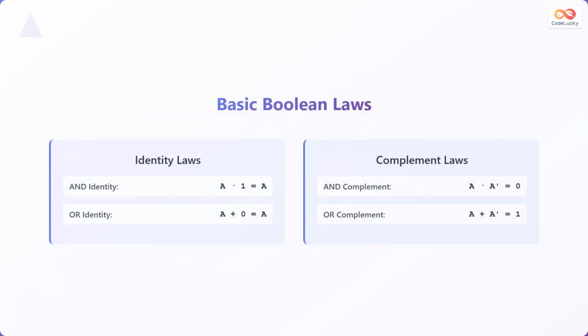Let's explore some basic Boolean laws. The first one is the identity law. For AND, a AND 1 equals a. For OR, a OR 0 equals a. Next, we have complement laws. For AND, a AND a prime equals 0. For OR, a OR a prime equals 1.